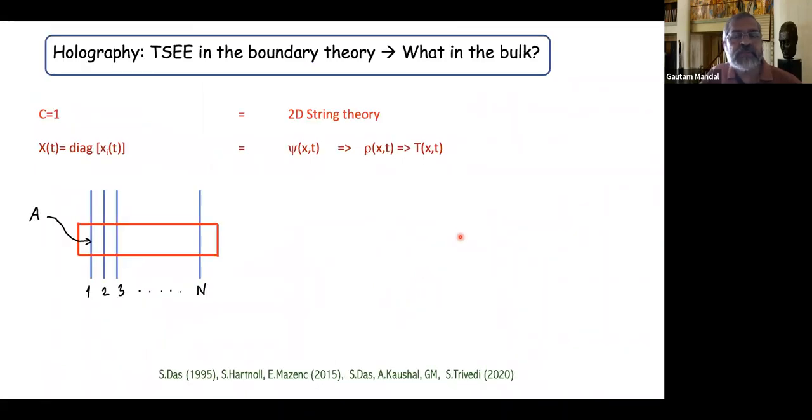So now let me go to the holographic motivation. You know, target space entanglement entropy in the boundary theory. So you might ask the question, what is it in the bulk? And you can ask the other way around also. What the other way around means, I'll have to tell you.